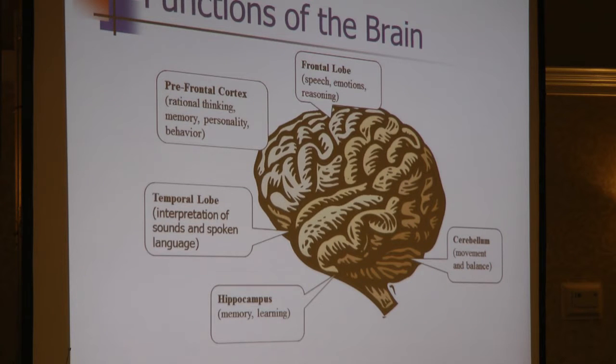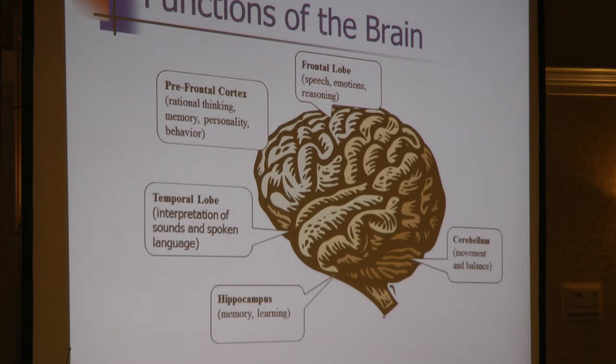So different parts of the brain are responsible for different areas of coordination and performing activity. The frontal lobe takes care of speech, emotions, and reasoning. The cerebellum takes care of movement and balance. The hippocampus is involved in memory and learning. The temporal lobe is involved in interpretation of sounds and spoken language. And the prefrontal cortex, as I just mentioned, is involved with rational thinking, memory, and personality behavior.